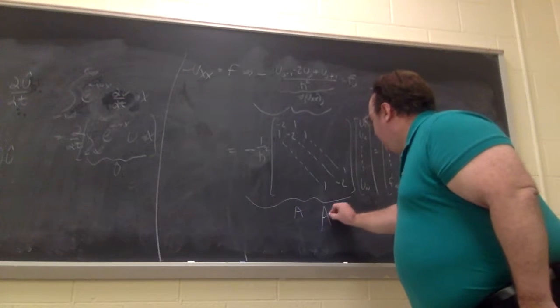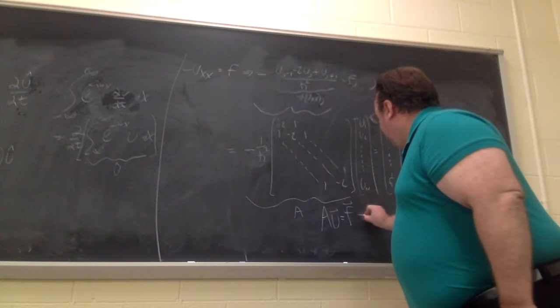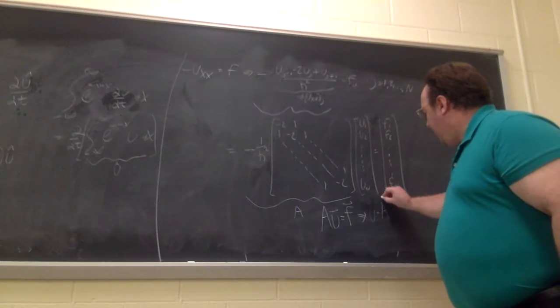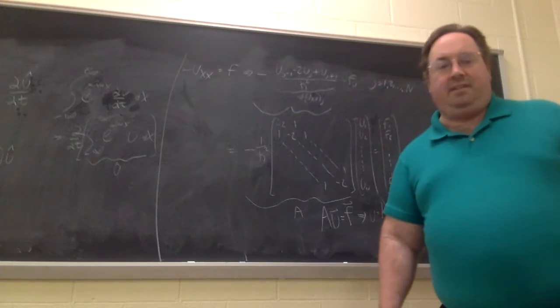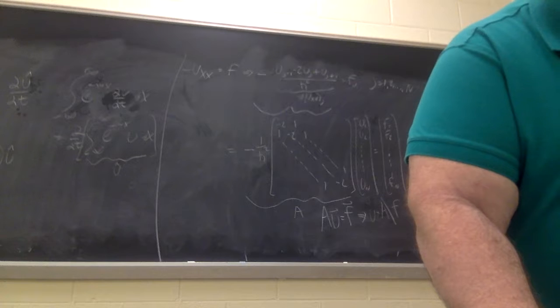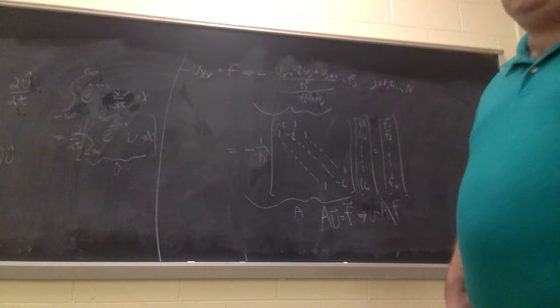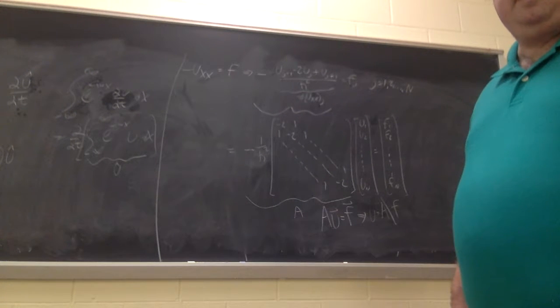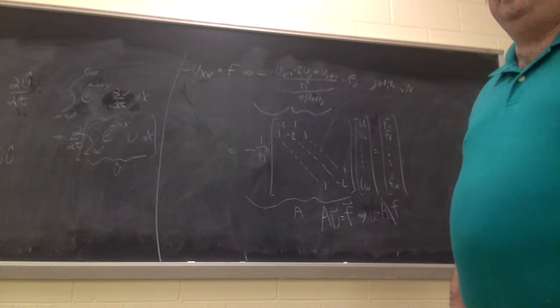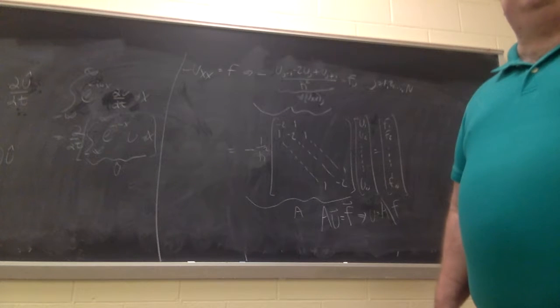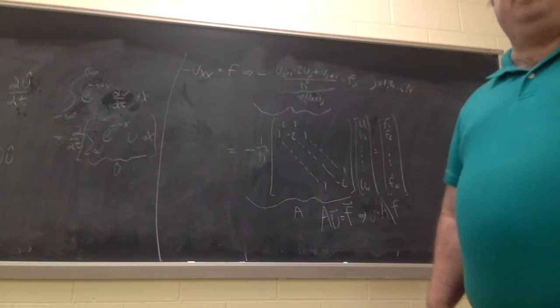So Au is equal to f. In MATLAB notation, u is A backslash f. And f is just this function, your function evaluated at the grid points.